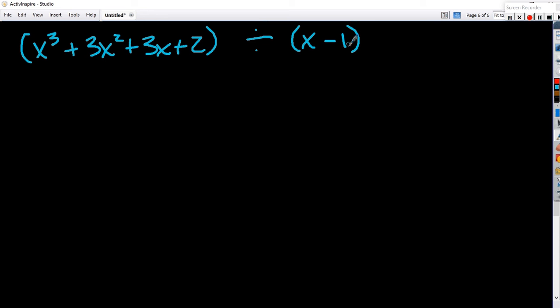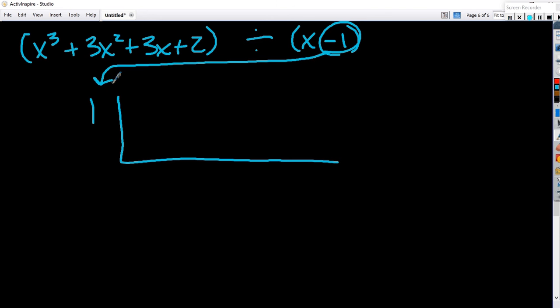So here's what I do. I take this number, but I change the sign. So I'm talking about positive 1. That goes on the outside. Then you're going to do an upside down division sign, leaving enough room for 2 rows of numbers. It's not hard, I promise. Just wait. This number goes on the outside, but the sign is changed.